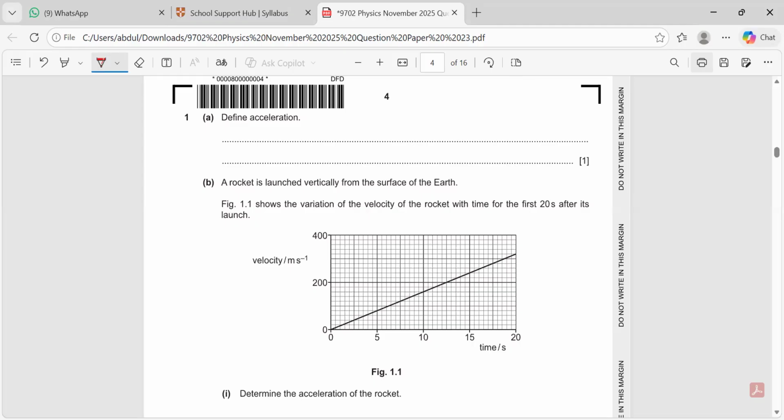Now, first of all, define acceleration. Very simple acceleration definition: that is rate of change of velocity. For 1 mark, straightforward, we'll be writing rate of change of velocity.